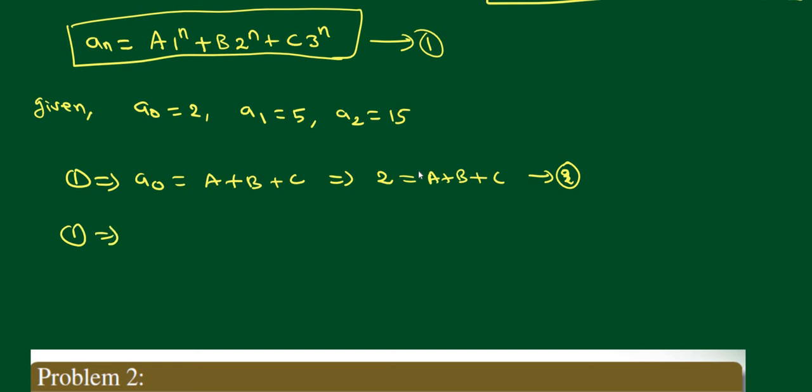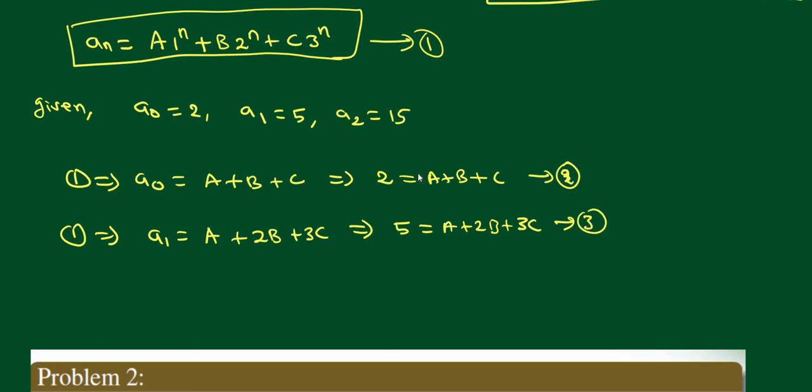Same with the help of the same one, I will find what A1 is. For A1, in this equation I want to put every n as 1. So if you are putting every n as 1, you got A plus 2B plus 3C. This gives the idea. A1 is 5. So therefore you have A plus 2B plus 3C. It is 3C, I think. Yes, 3C. It is equation number 3.